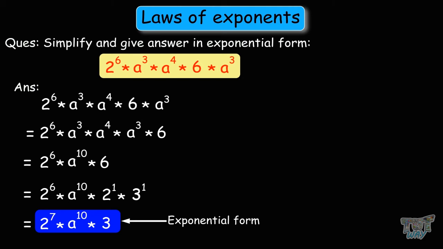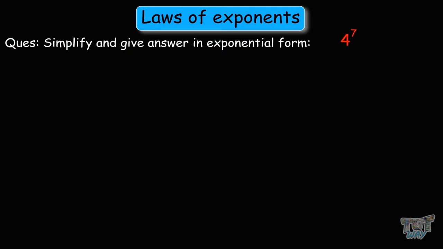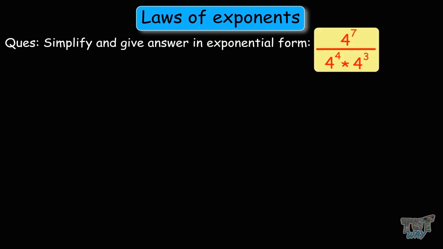Now here we have our next question. 4 to the power of 7 divided by 4 to the power of 4 multiplied by 4 to the power of 3. We can write it as 4 to the power of 7 divided by 4 to the power of 4 times 4 to the power 3, which is in bracket. So let's first solve this expression.